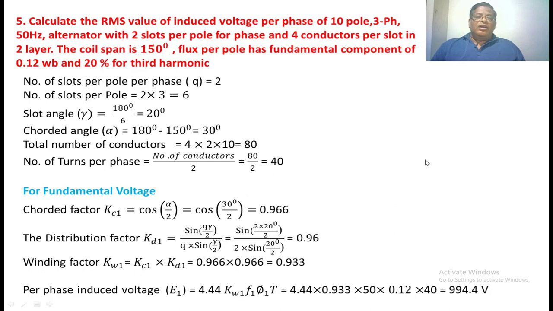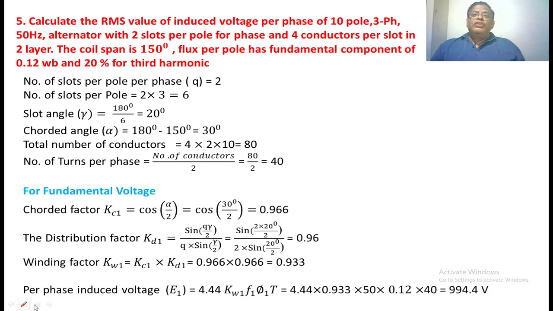Now we are going to find out how much is the fundamental voltage induced in a winding. The chorded factor for the fundamental, Kc1, equals cos alpha by 2. This is equal to cos 30 degrees by 2. We are getting 0.966. In the same manner, we know the formula for the distribution factor Kd1 equals sin q gamma by 2 divided by q sin gamma by 2. Substitute all the values, we are getting 0.966. So the winding factor for the fundamental component equals Kc1 into Kd1, that is 0.966 into 0.966. We are getting the value 0.933.